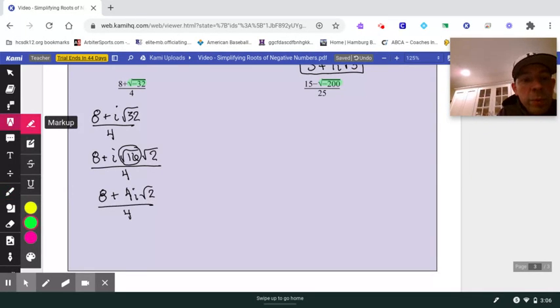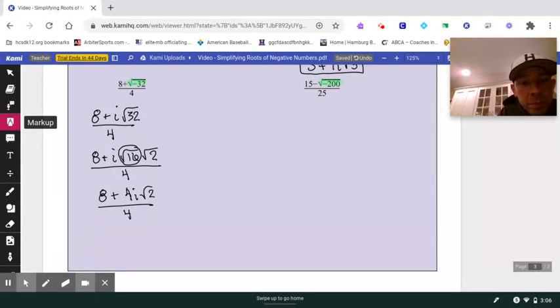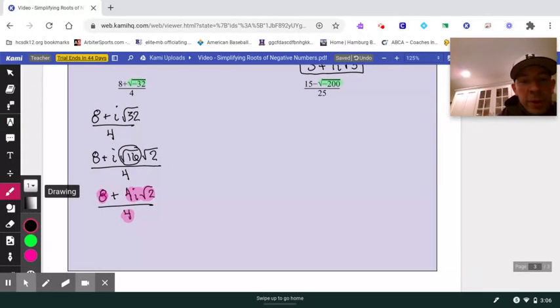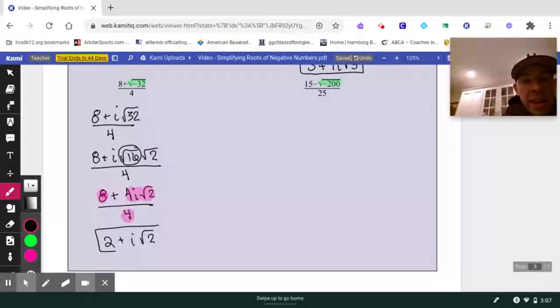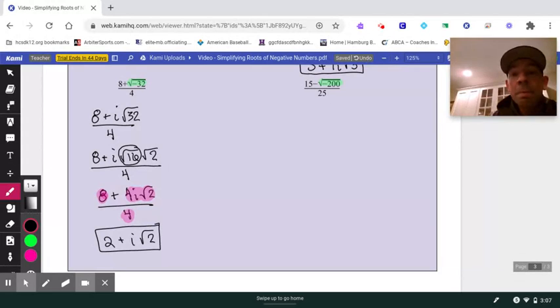And when you organize this in your mind, you've got 1, 2, 3 terms. And you have to confirm that all 3 terms are divisible by the same number. In this case, they're all divisible by 4. So we can go ahead and reduce. And that's going to make 2 plus 1i radical 2 all over 1. And that is going to be our final answer.